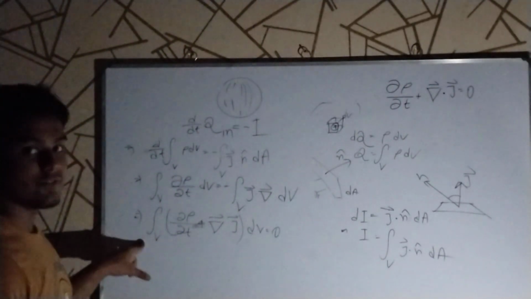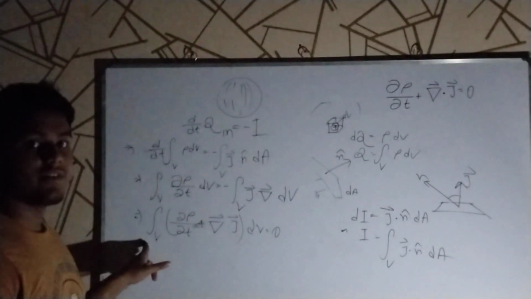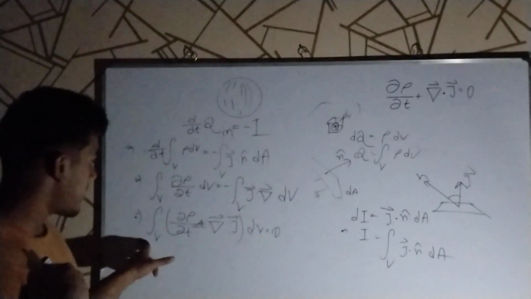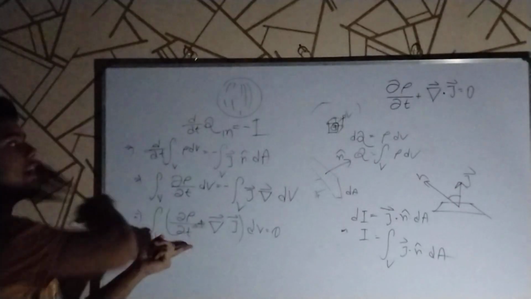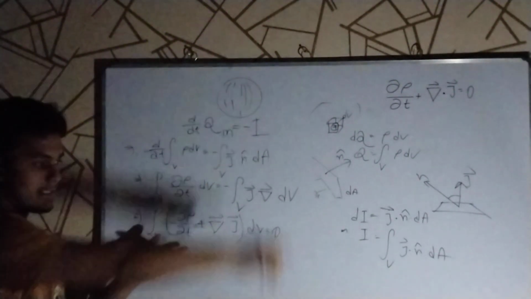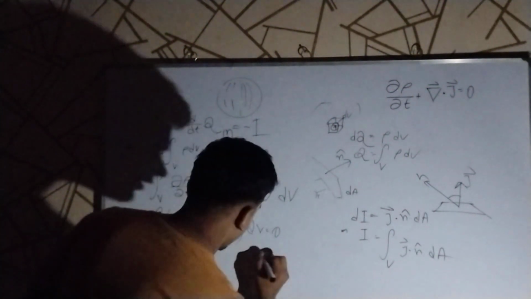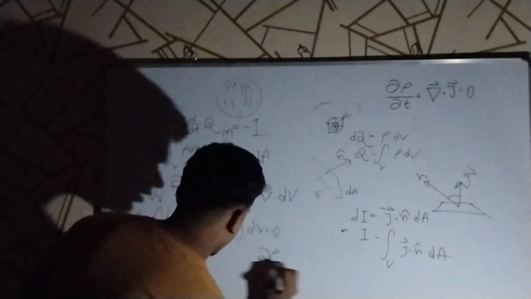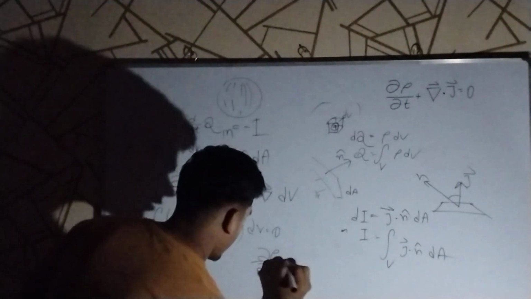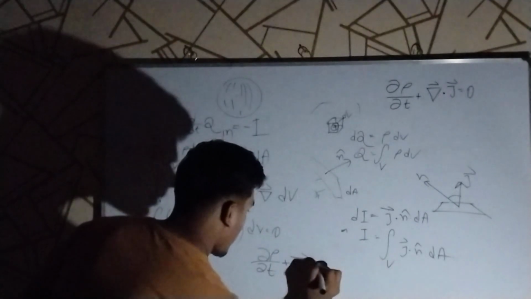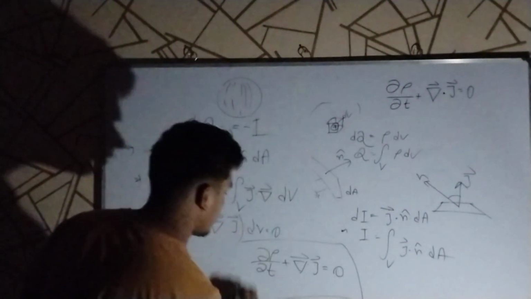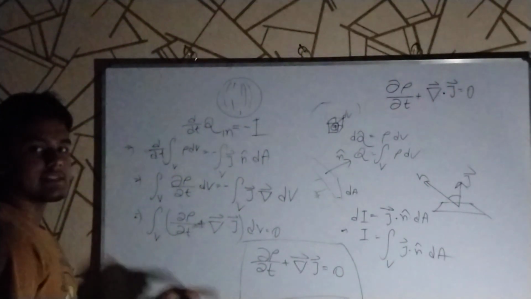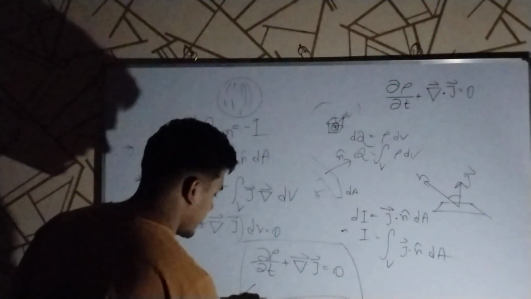So the integral vanishes for any volume we choose, so the integrand itself must be equal to 0 everywhere. Done. So this is the continuity equation, or the conservation.